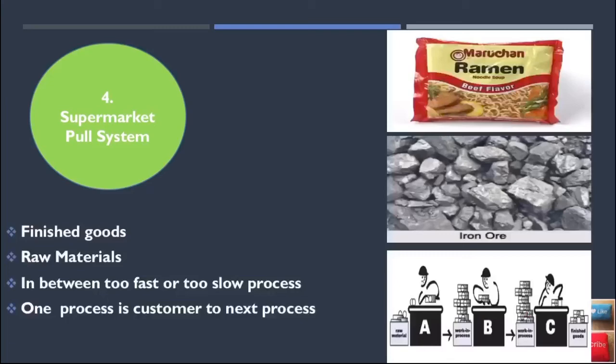Here one process is the customer to the next process, and the supermarket size should not be very big. It needs to be very small, mainly able to supply the product for 1 or 2 hours. This size needs to be maintained. So you have to determine where you want to put the supermarket pull system.